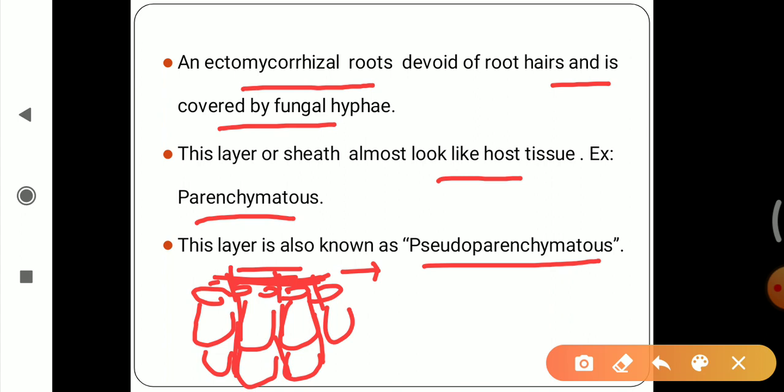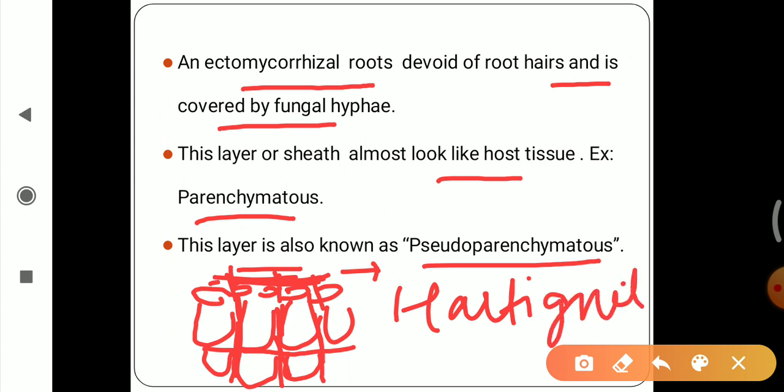From this sheath, fungal hyphae will penetrate in between the epidermal and the cortex cells, and will form a network of hyphae. It will form a network like this, wherever there is a space. This network-like hyphae is known as the Hartig net. It was named after the German botanist Hartig.